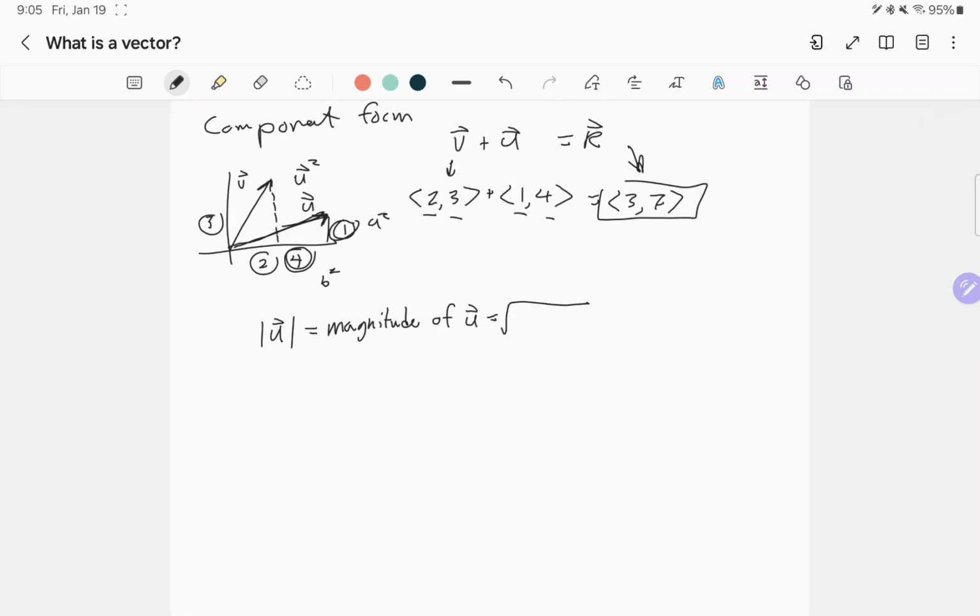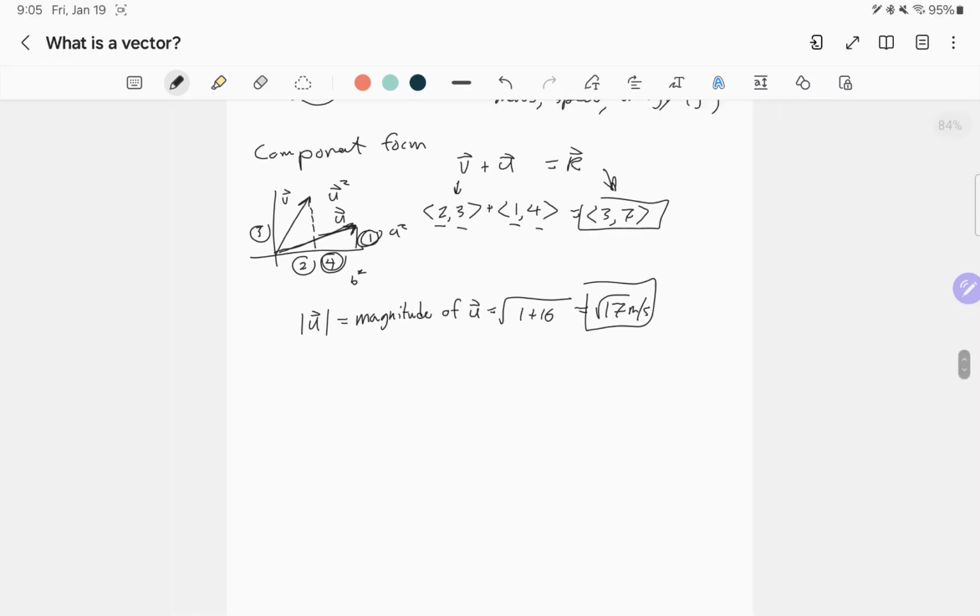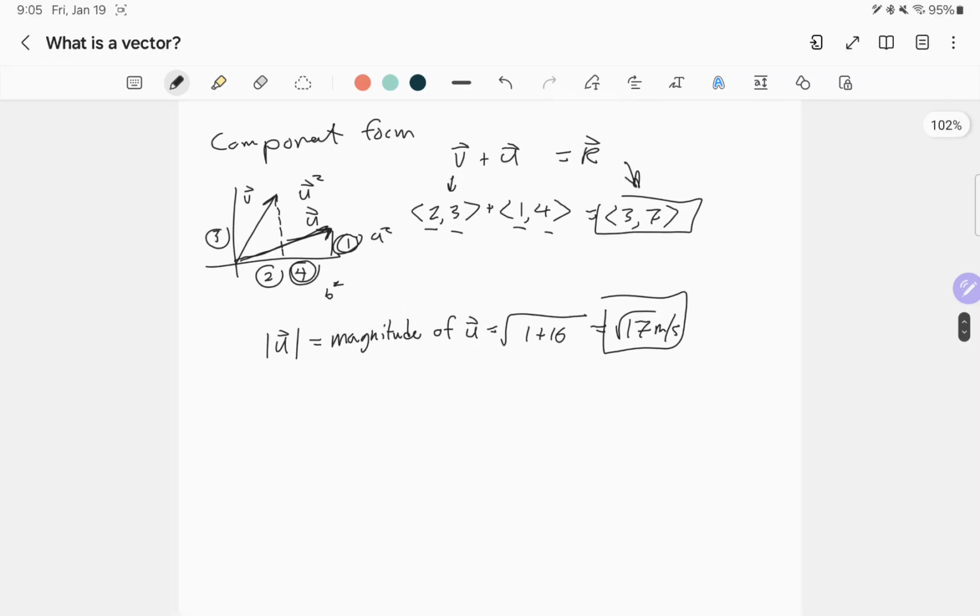And we can just use the Pythagorean theorem, and that gives us 1 squared plus 4 squared, and then the square root of 17 is the magnitude of u. And this has the units, so let's just say u is a velocity vector. Then you would put meters per second to get the units. So magnitude will always have the units involved.